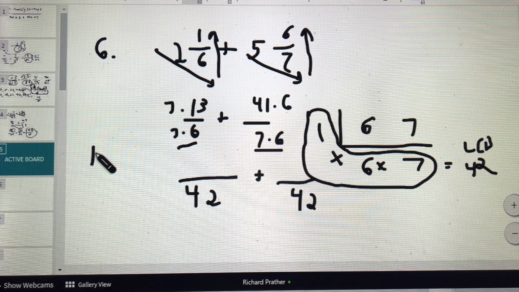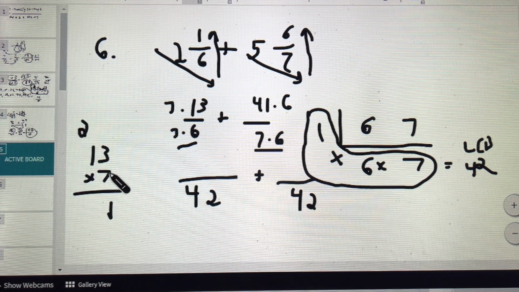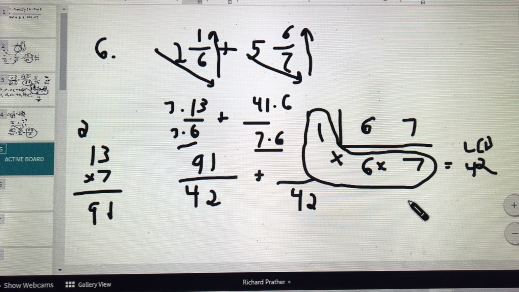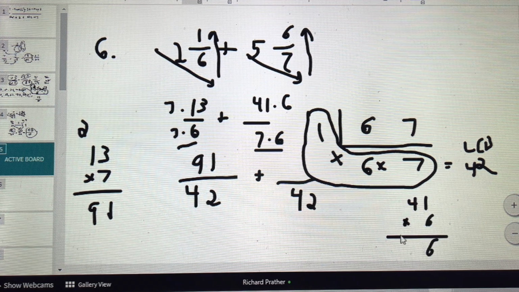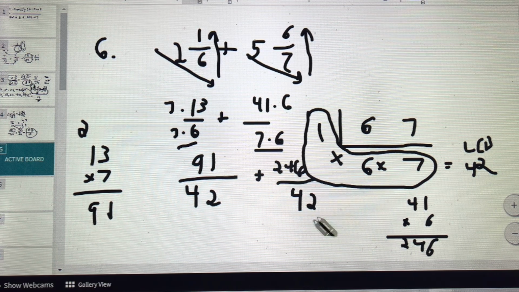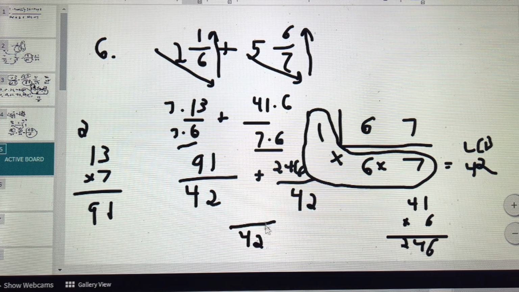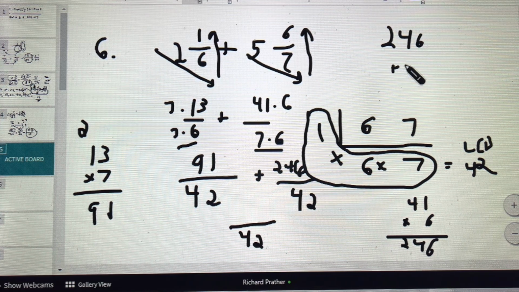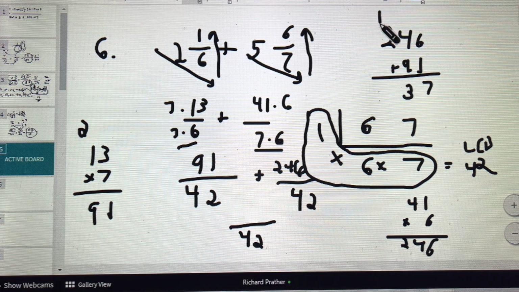Unfortunately, we're getting larger numbers here. 13 times 7 for the top. 21, carry the 2. 7 plus 2 is 9. 41 times 6 is 6 and 24. So the final answer, unless it reduces, will have a 42 in the bottom. And then whatever 246 plus 91 is, 7, 13, carry the 1, 337.